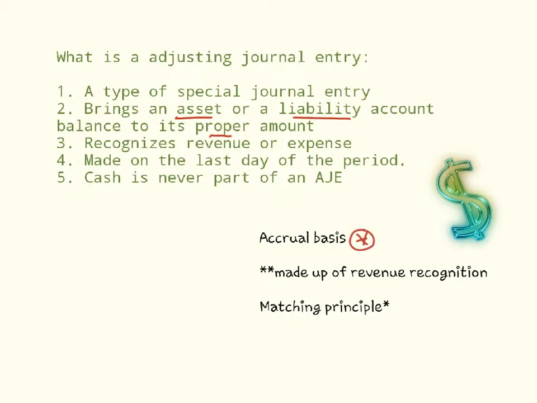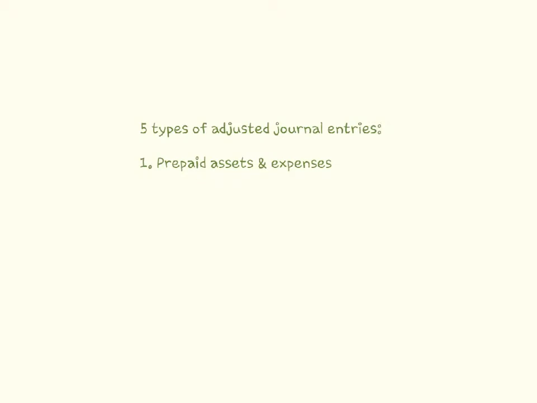Especially since we're using the accrual basis of accounting now, which is made up of matching the revenue and expenses when they're earned. As you can see, that's the next piece, recognizing revenue and expenses when they're earned. It is made on the last day of the period. And then cash is never part of an AJE. There are 5 types of adjusting journal entries. For right now, because we're working with a service business, we are going to learn about prepaid assets and expenses.